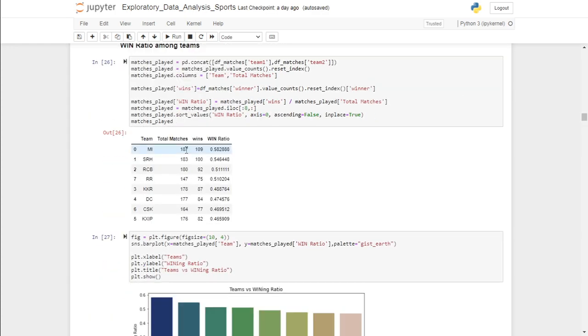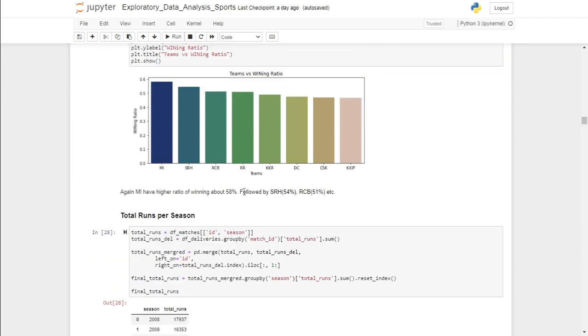And according to the win ratio, you can say that MI has the highest winning ratio, 58%. Then next is Hyderabad, then Bangalore, then Rajasthan.